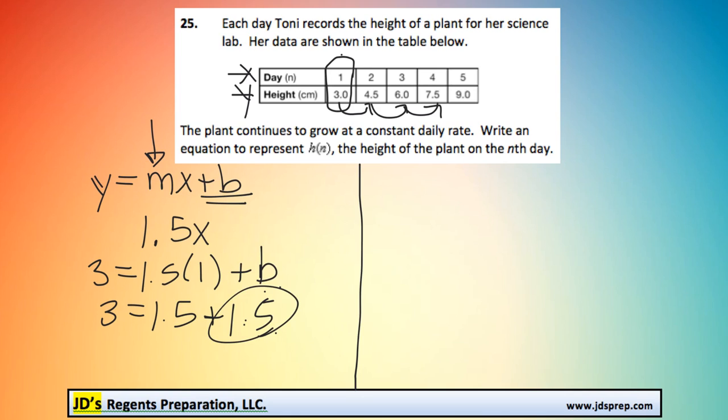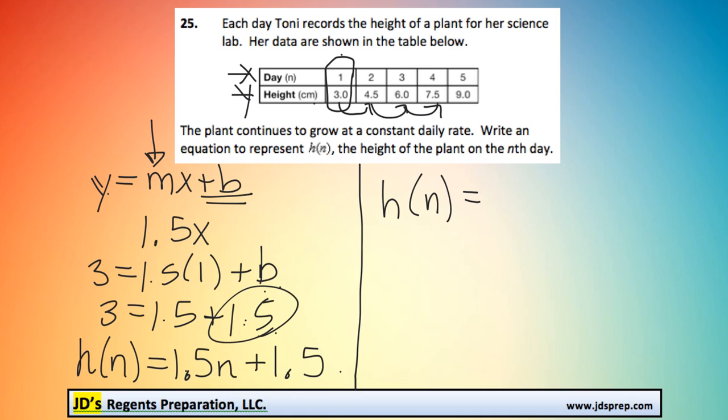Okay, and so that means our equation is going to be, and I'm going to replace y with what it should be, h of n. And it's going to equal 1.5, and not times x, we're going to use n for the number of days, plus 1.5, because we just figured out that b value is 1.5. Now there is another equation you could get for this, and it is h of n equals 1.5 times n minus 1 plus 3.